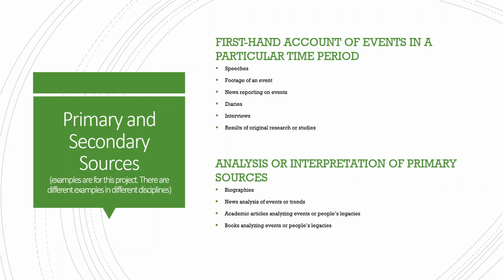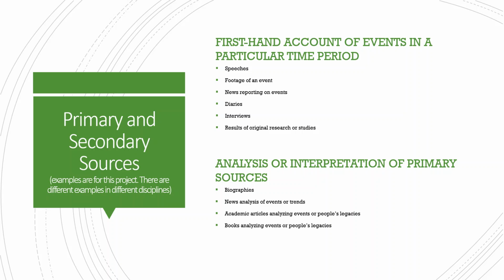So let's think a little bit about the difference between primary and secondary sources, just to make sure that we're all on the same page so you know what you're looking for. A primary source is a first-hand account of events in a particular time period. So these are speeches, the Nobel speech of your winner.